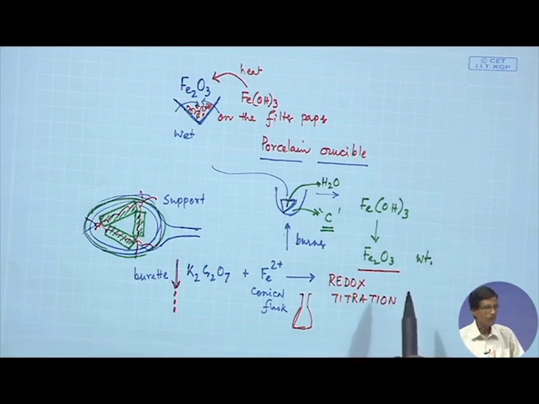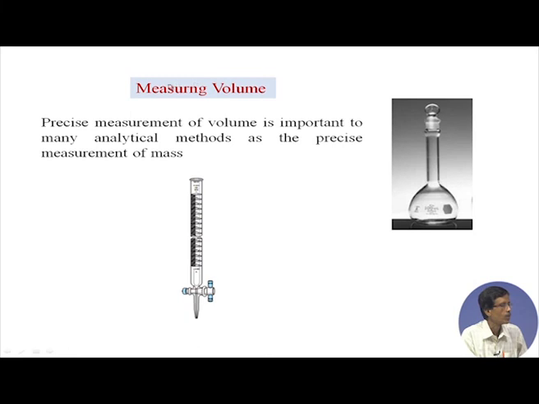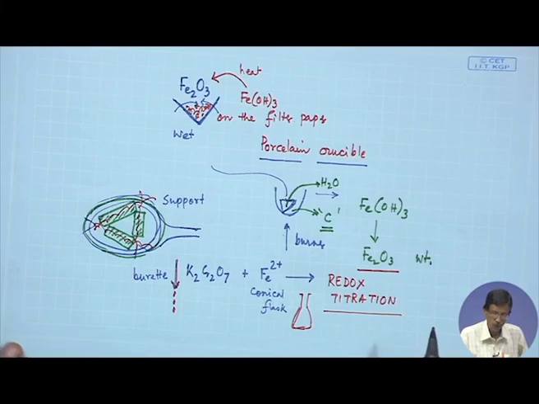Next day we will see how the measurement of these volumes is important, because volumes are directly proportional to the mass of the solid you have taken in the volumetric flask as well as in the burette, and how we can go for the corresponding volumetric analysis by redox titration.